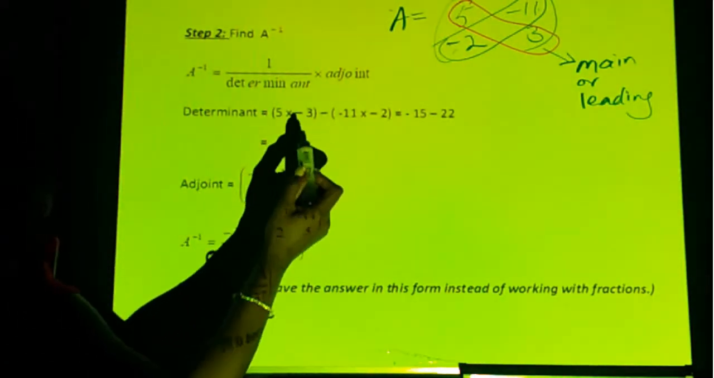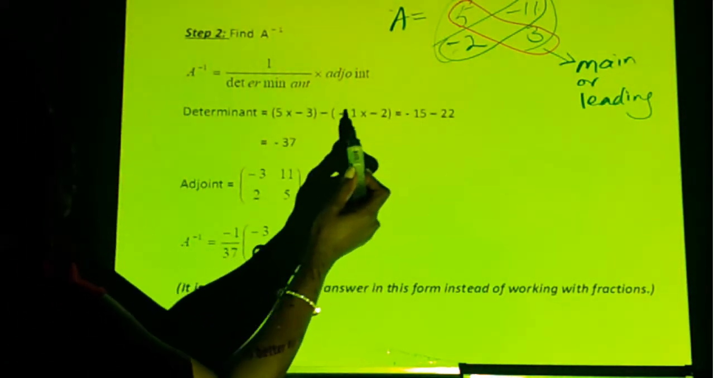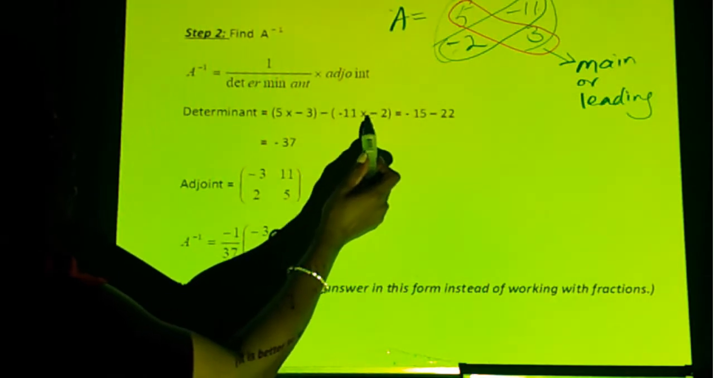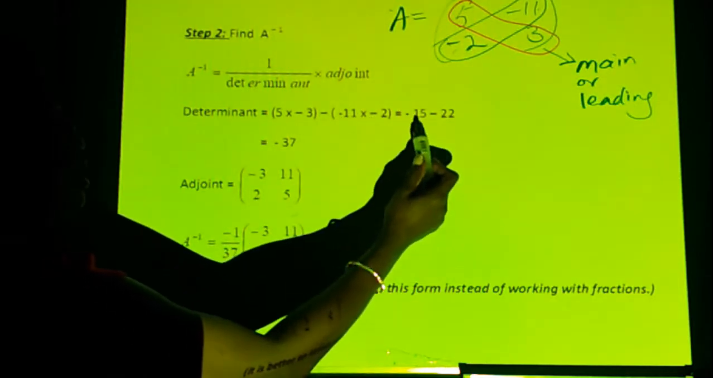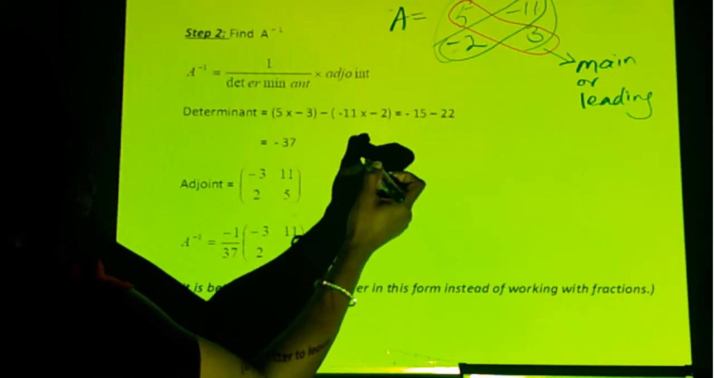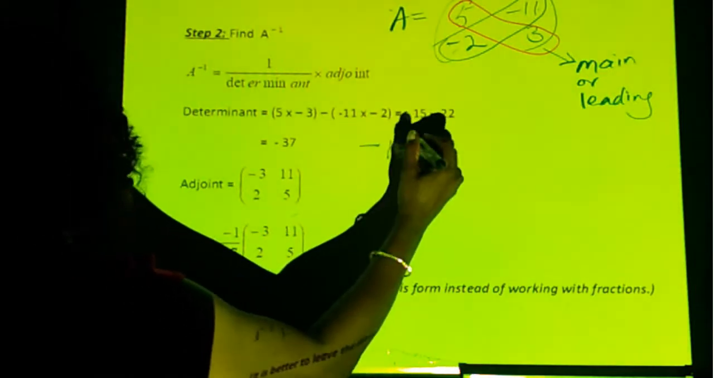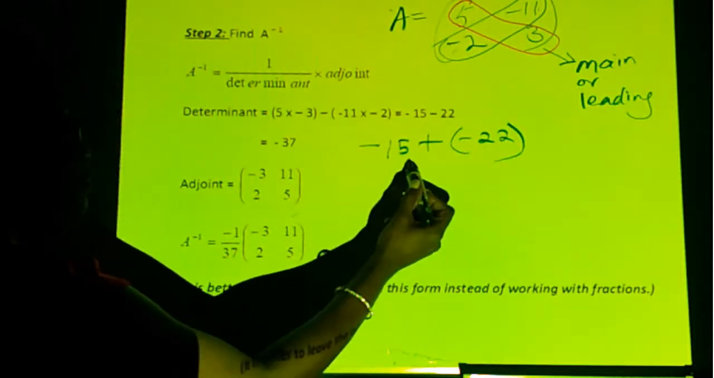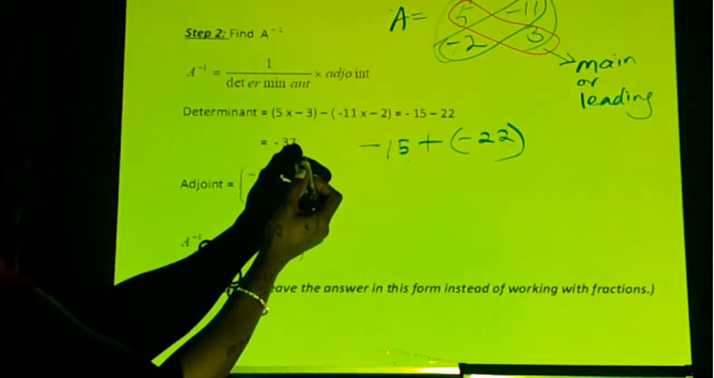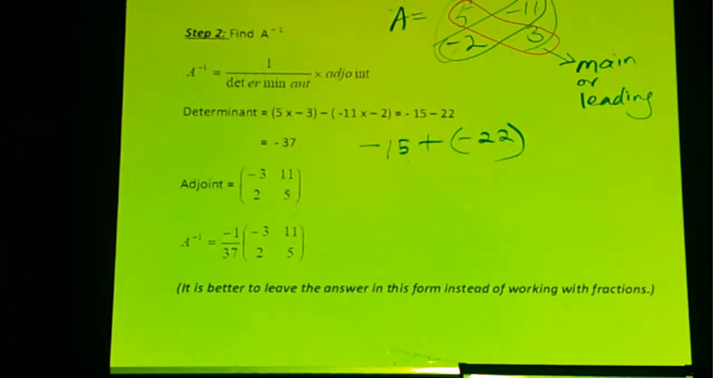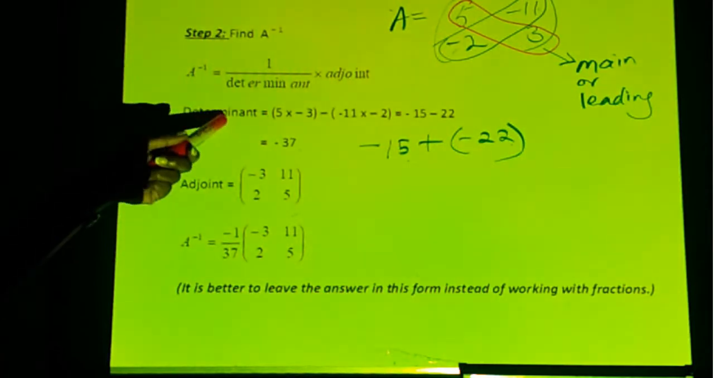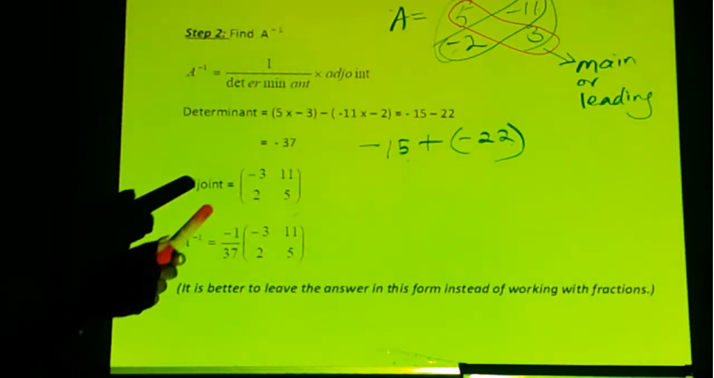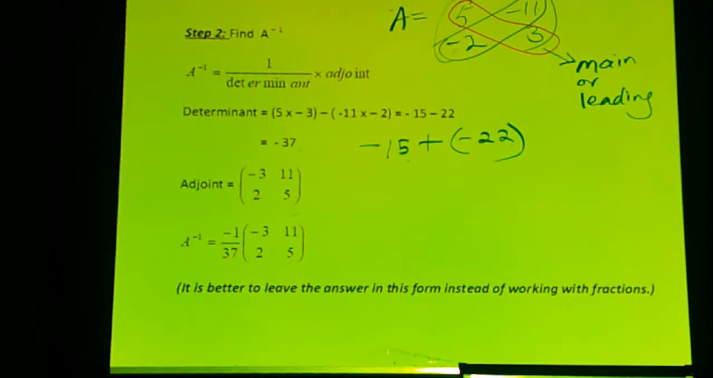So 5 times negative 3 is negative 15. Negative times negative is positive. Here's a minus sign. So negative 15 minus 22 means the same thing as negative 15 plus a negative 22. You owe 15 and you owe 22, you owe 37. So the value of the determinant is negative 37.